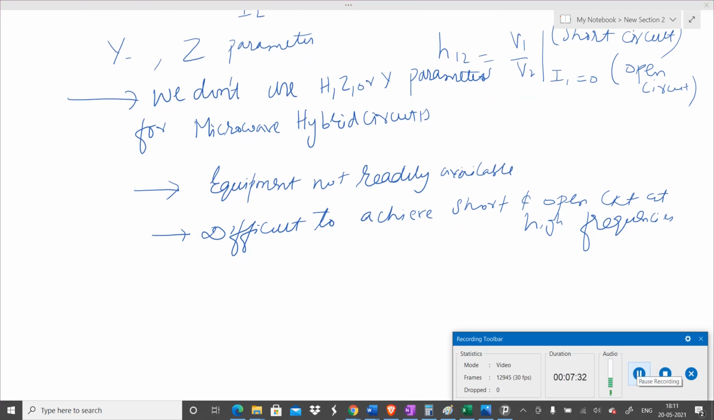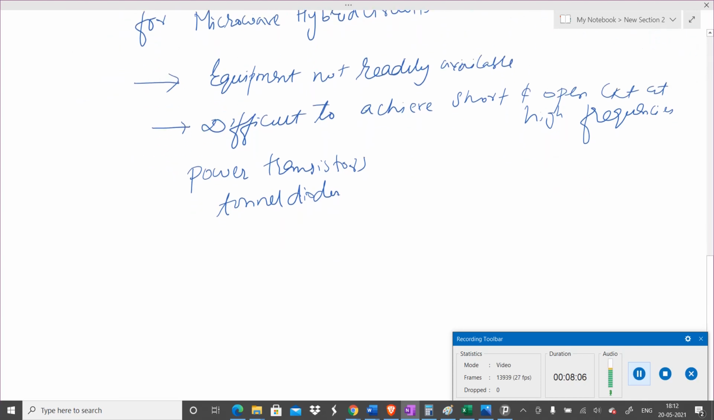And the other reason, even if you somehow manage to have a short circuit or open circuit, then if you use active devices, suppose we have power transistors, or you use tunnel diodes, they will not be stable, because you are going to use at least power transistors of microwave range in these cases. So they are not stable for short or open circuit. In a nutshell, we need some other method to characterize the microwave hybrid circuits to overcome these problems.